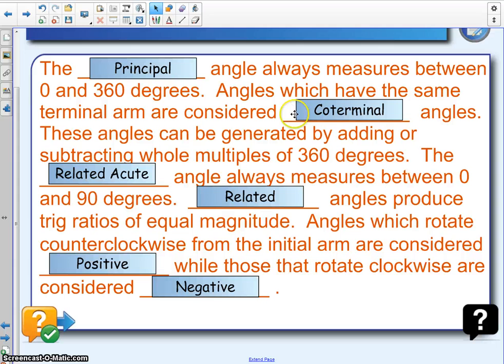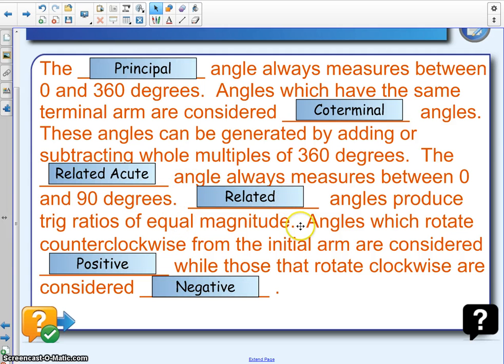So the related acute angle will be the angle, again, that the terminal arm makes with the nearest x-axis. And because it's an acute angle, it'll always measure between 0 and 90 degrees. So the one that you may have had trouble placing, and you might have only placed it because it was the last one left, was talking about related angles. So related angles produce trig ratios of equal magnitude. And we're going to examine that coming up in a couple slides.